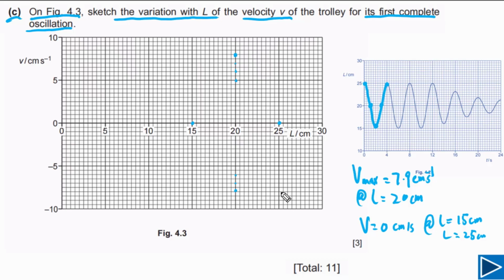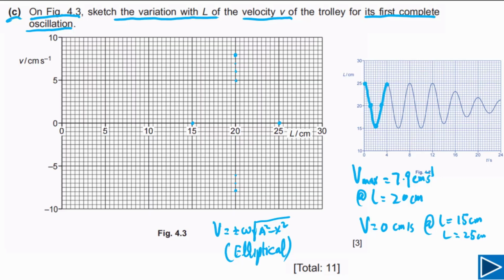Now we need to join this point, and the shape of this graph will be elliptical because V is equal to plus minus omega times square root of a squared minus x squared. So the shape is going to be elliptical. So simply we can say in this case the shape of the graph will be elliptical. So we just need to join these points.